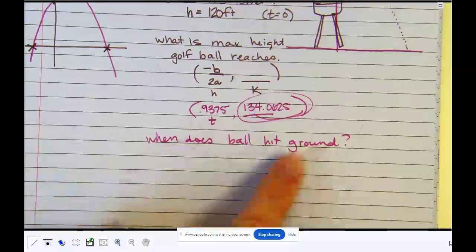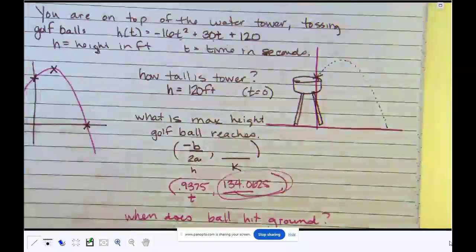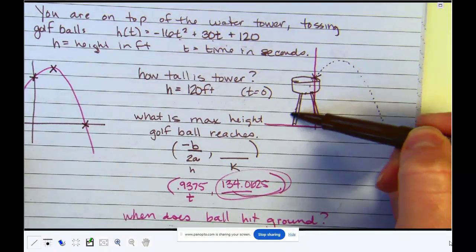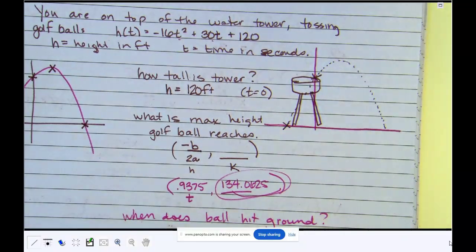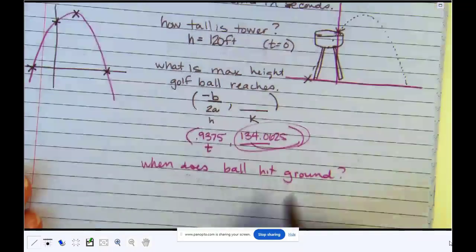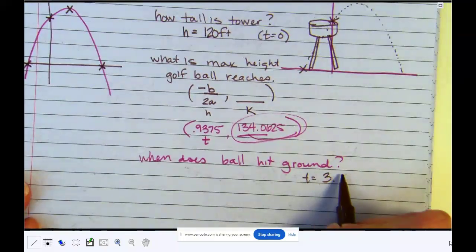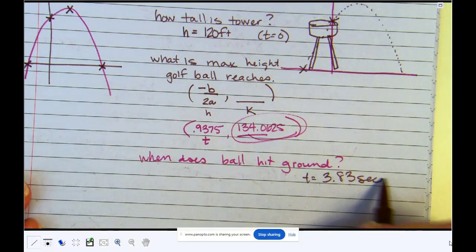You get two values for this, but if you imagine putting this on a graph, one of them is back here. That would be negative time. You don't need negative time, so it's just positive. When does the ball hit the ground? 3.83 seconds.